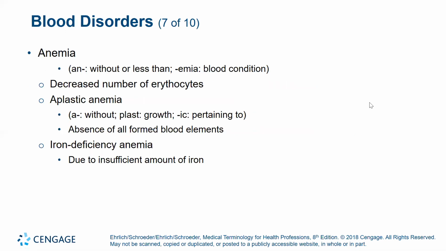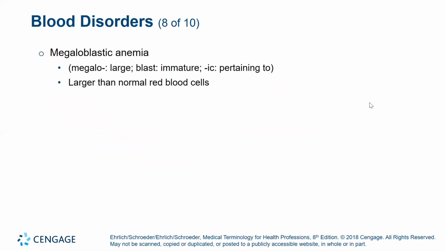We have anemia. Looking at the term anemia, AN is without or less than. Emia is blood condition, so it's a decreased number of erythrocytes. We have aplastic anemia, the absence of all formed blood elements. And then we have iron deficiency anemia, and that's due to an insufficient amount of iron. Megaloblastic anemia. Megalo is large, blast is immature, IC is pertaining to. It's larger than normal red blood cells is what that term would mean.